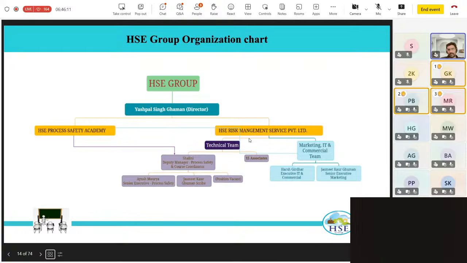But I think if you look at this flow sheet, suddenly, why am I not able to navigate?